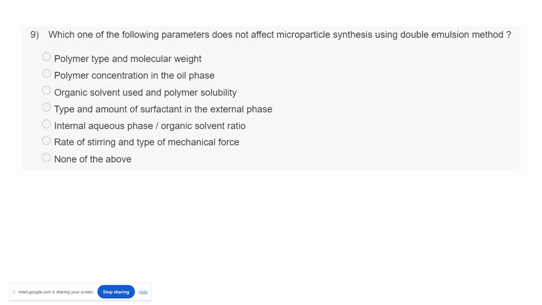Okay, we have the next question. Which one of the following parameters does not affect microparticle synthesis using the double emulsion method?